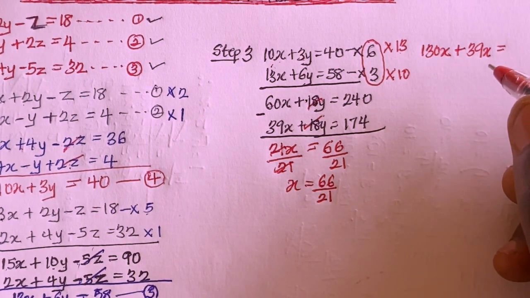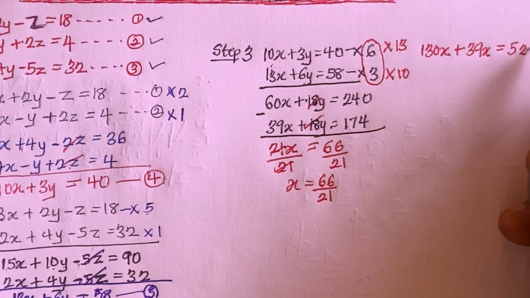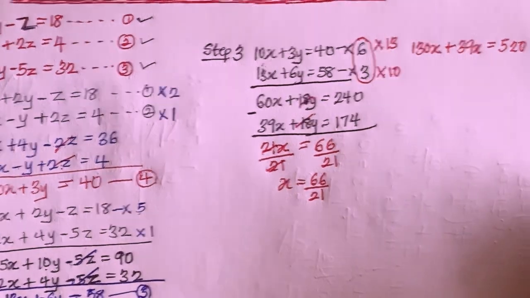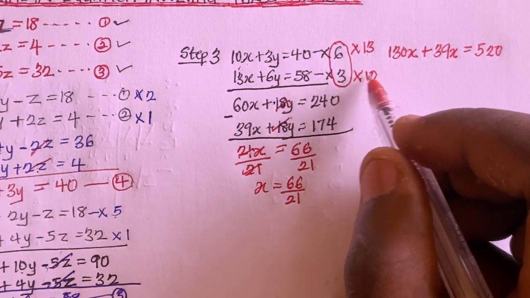Equal, that's 40 multiplied by 13. 40 multiplied by 13, that's actually 520. This is the first thing I'm having here, 520. Now, after that, the next thing is that I'm going to use 10 to multiply everything here.